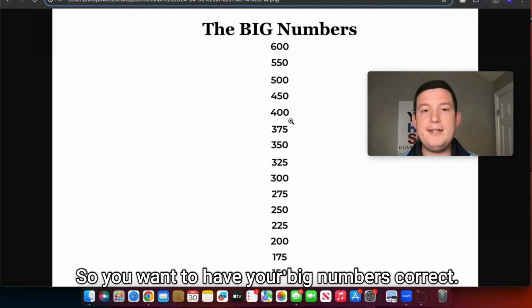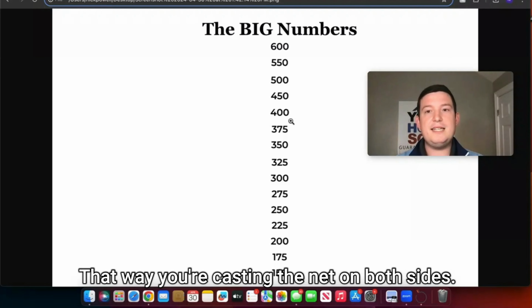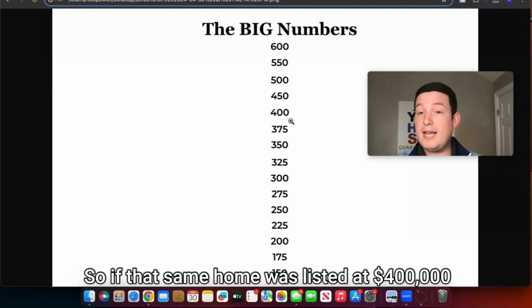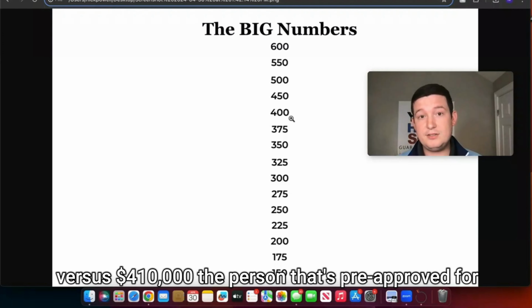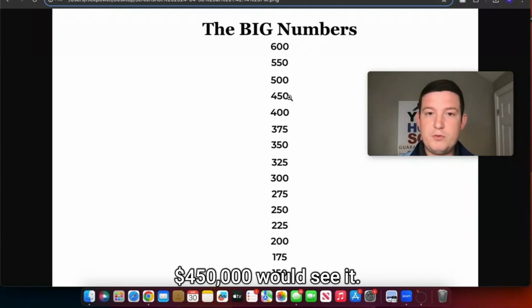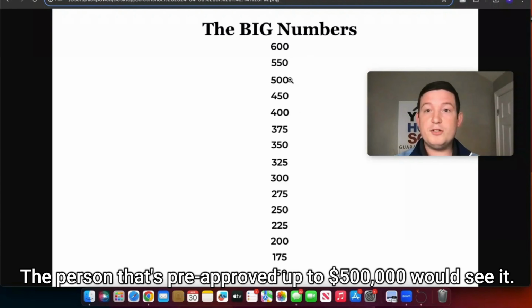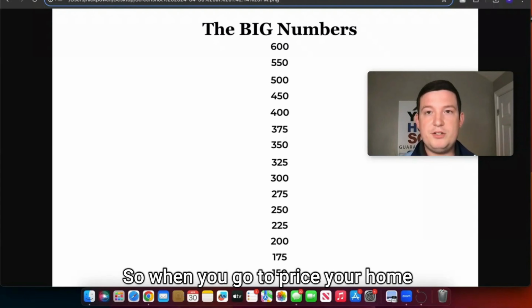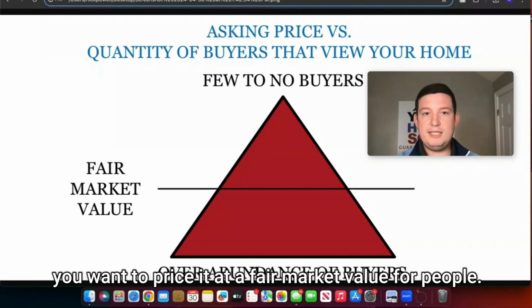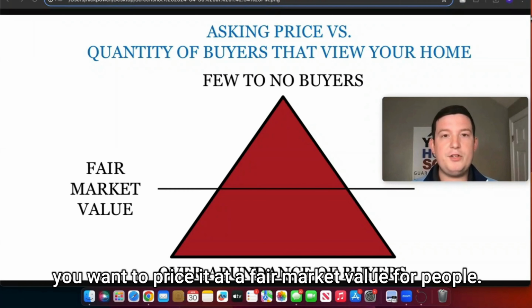So you want to have your big numbers correct. That way you're casting the net on both sides. If that same home was listed at $400,000 versus $410,000, the person that's pre-approved for $450,000 would see it. The person that's pre-approved up to $500,000 would see it. So when you go to price your home, you want to price it at a fair market value.